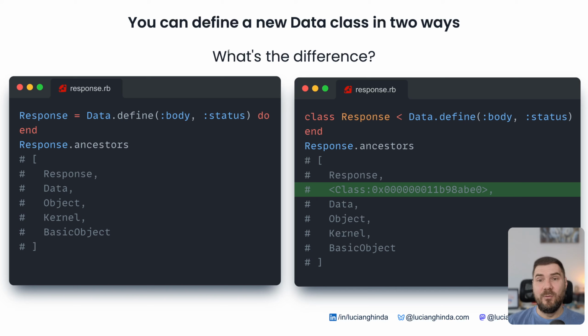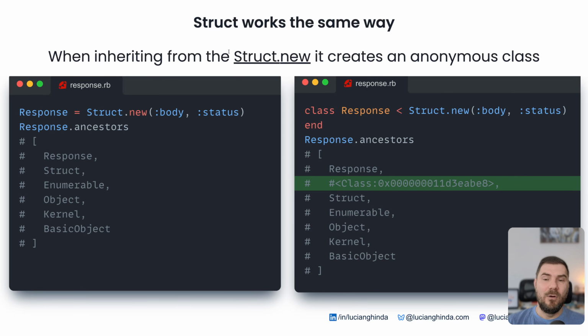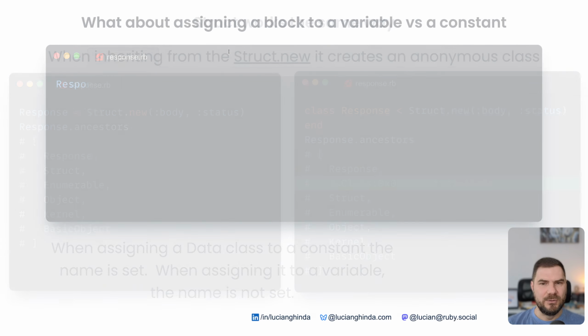What's the difference? Well, one of the differences is that when you're using the block definition versus the inheritance definition, you might see that in the case of inheritance, there is an anonymous class that takes care of this inheritance. This is not specific to data class. It also happens, for example, when you are doing the same thing with Struct. And you see here, I did almost the same examples, but with Struct, and the anonymous class is also there.